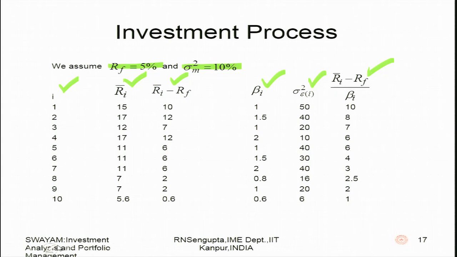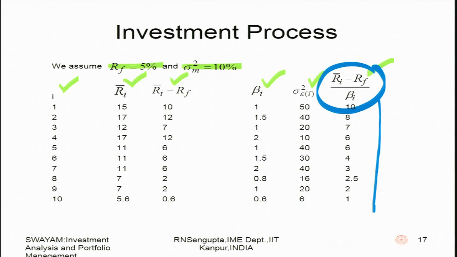Only fact being that I am ranking them based on RI minus RF by beta. So that means starting from value of 10 to 1. So whatever combination you are given of the I values, at the end of the day when you start the problem, rank them based on excess return to beta or excess return to sigma. So I am mentioning sigma because that can also be considered as a ranking measure. Here you consider beta.